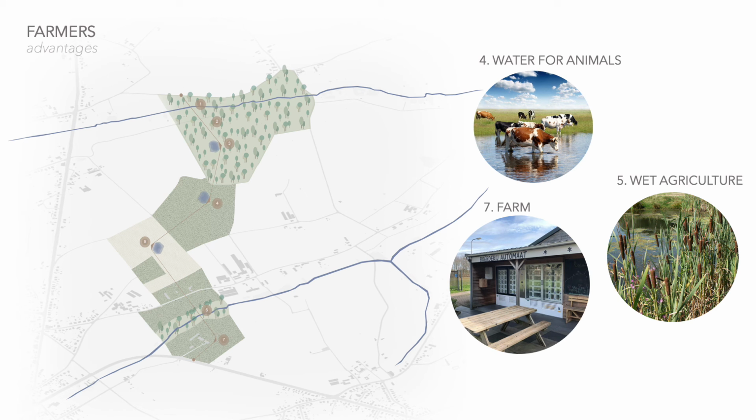The infiltration pools are essential for plants and animals. They allow animals to graze in a wet environment. Then part of agriculture can be replaced by wet agriculture, and also local products can be sold.